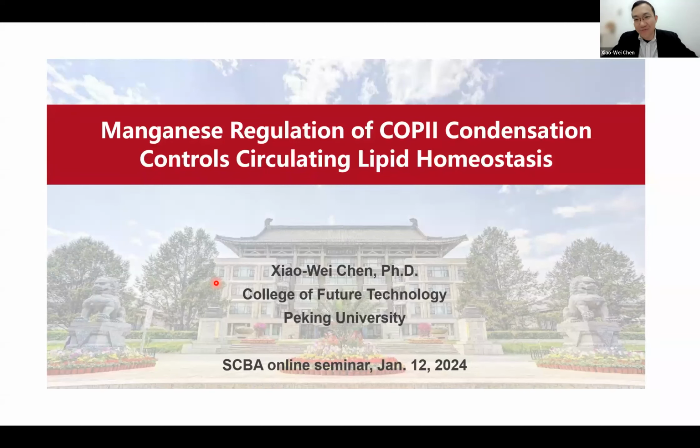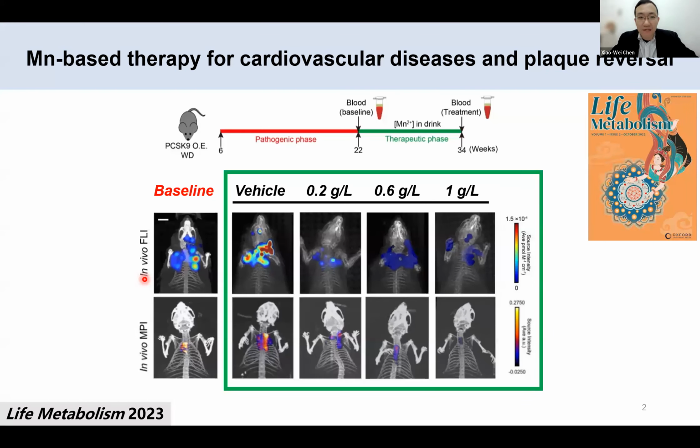So as Yusong has mentioned, my research program really aims to take very basic cell biology to physiology and even to potential therapies for major human diseases. For that, I will start by introducing an experiment that we are very excited about: the reversal of deadly atherosclerotic plaques in live mice.